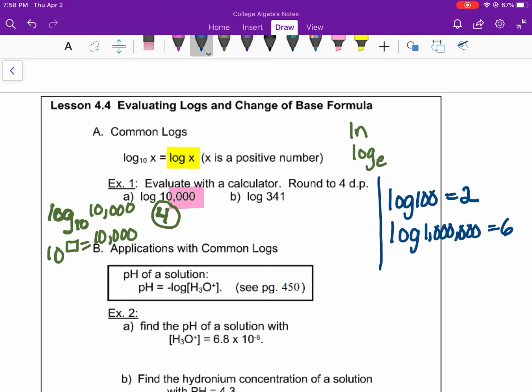The log of 341. So I type that into my calculator and I get about 2.5328.